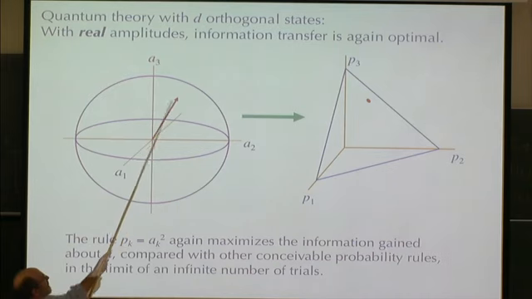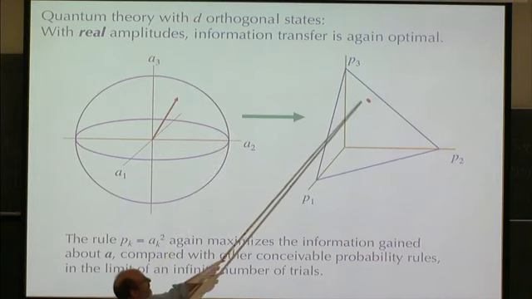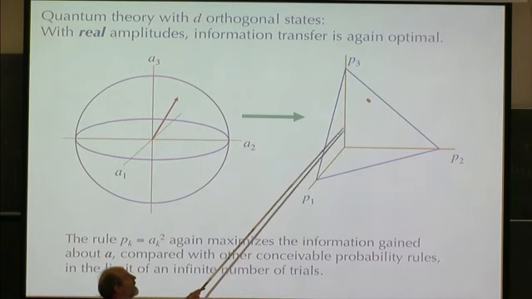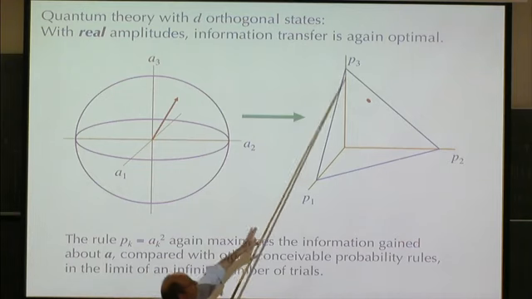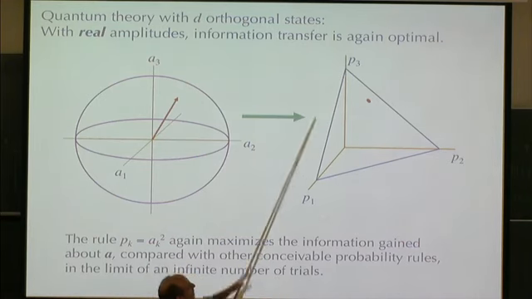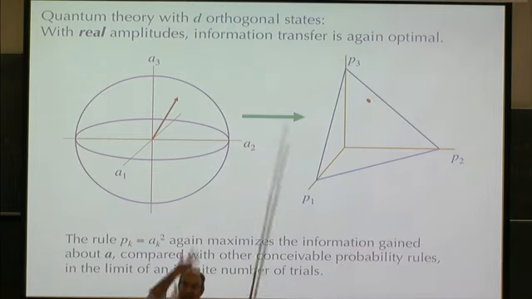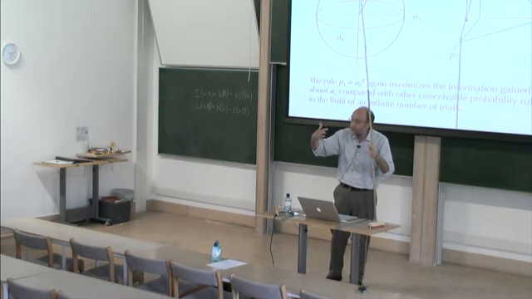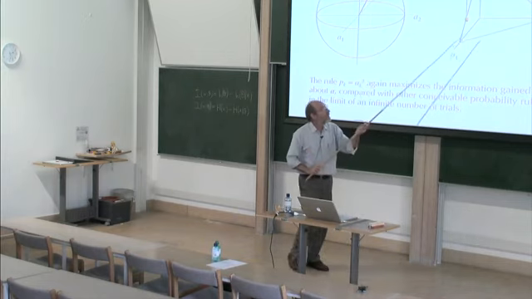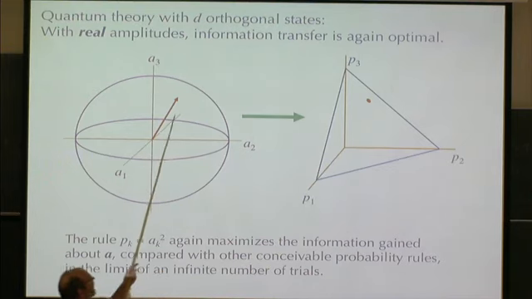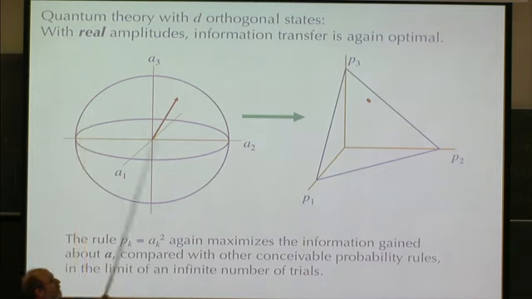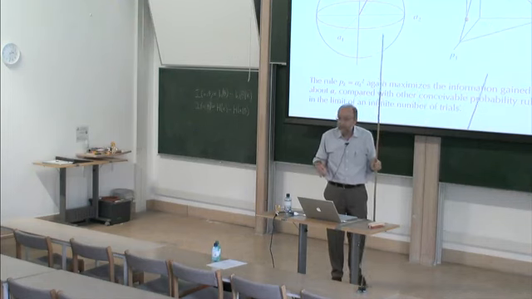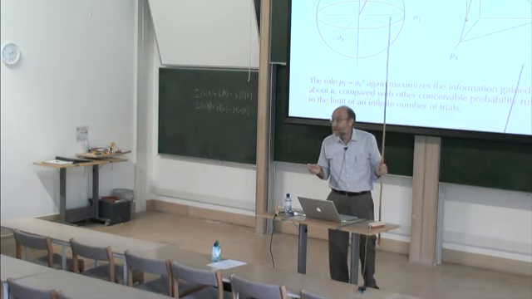So here you have a state vector. It gets mapped into a probability distribution. And again, you can ask the same question. And again, what really matters is the a priori measure on this probability simplex. That's what matters. If you choose the right measure, then you'll optimize the information transfer in the limit of a large number of trials. And the real vector space theory, it turns out, does give you precisely the correct optimal measure on the probability simplex. The complex theory gives you a different measure.